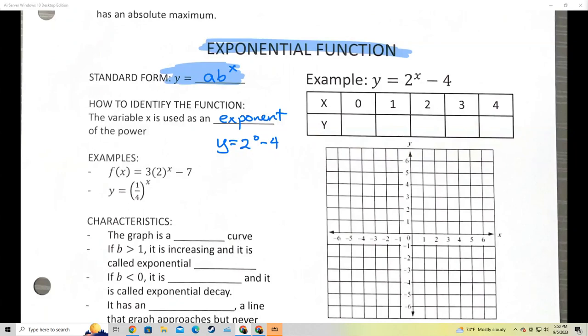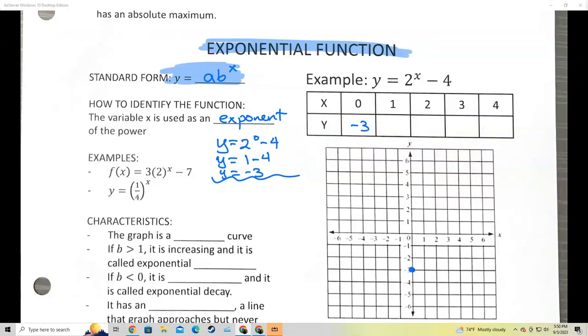But yeah, it's definitely an error. It doesn't work, okay? But anything else to the 0 power is 1, which means 2 to the 0 power is 1. And I can write y equals 1 minus 4. 1 minus 4 is negative 3. So when I plug in 0, the answer is negative 3. 0, negative 3. I'm going to put a dot.